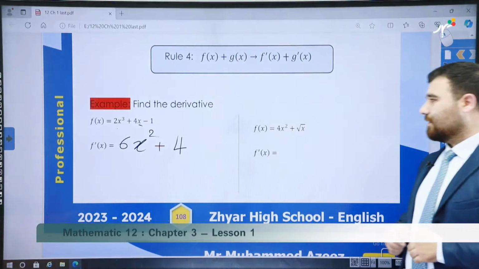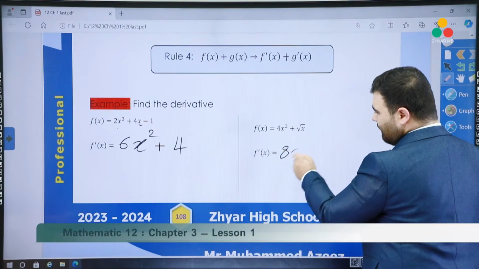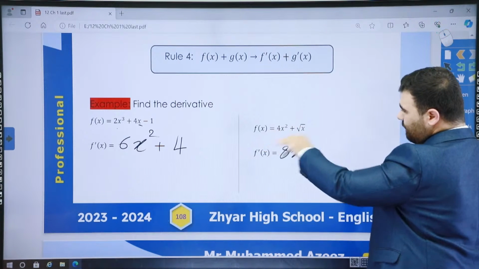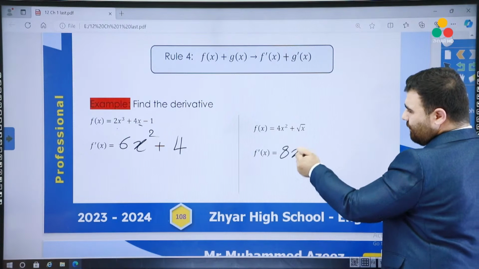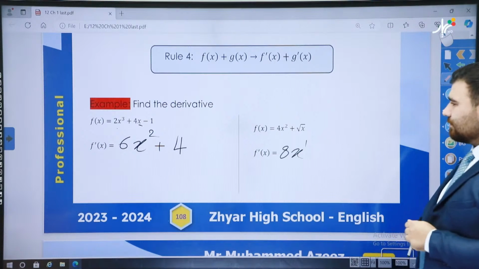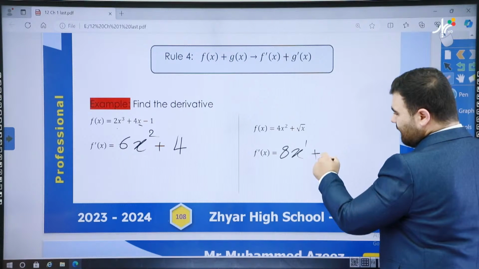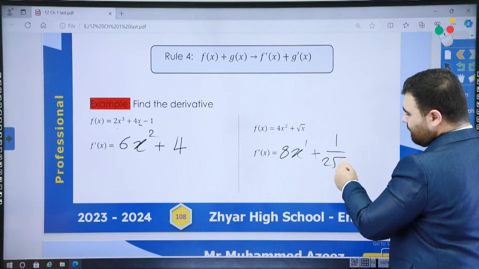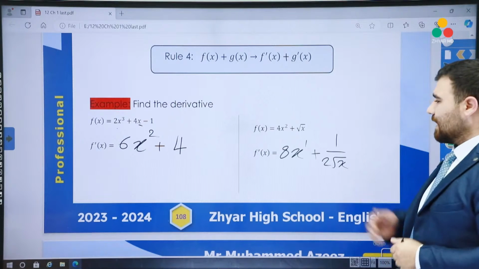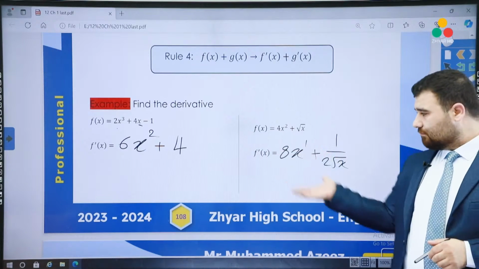Here, we have another example. 4x squared, the derivative will be 8x. Power goes to the front, 2 times 4 is 8. Power minus 1, this is power 2, it becomes power 1. Plus, as it is, square root of x becomes 1 over 2 square root x. We just had this as a rule. Now we did the derivative of each one separately. This is the answer.